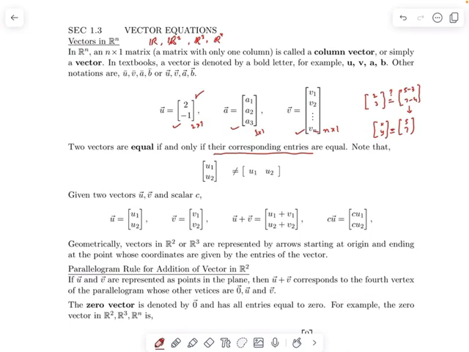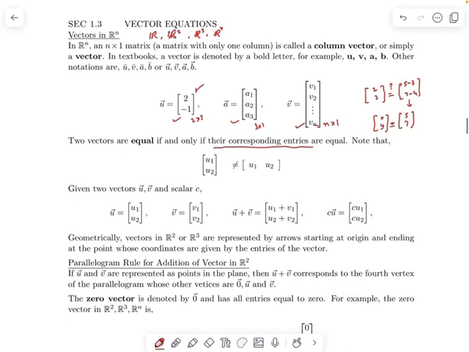Given two vectors u and v and a scalar c, you can add the vectors. How do we add them? We just add the corresponding entries, corresponding elements. And cu means multiplying a vector by a scalar. How do we multiply it? We multiply each and every entry of the vector with the scalar.